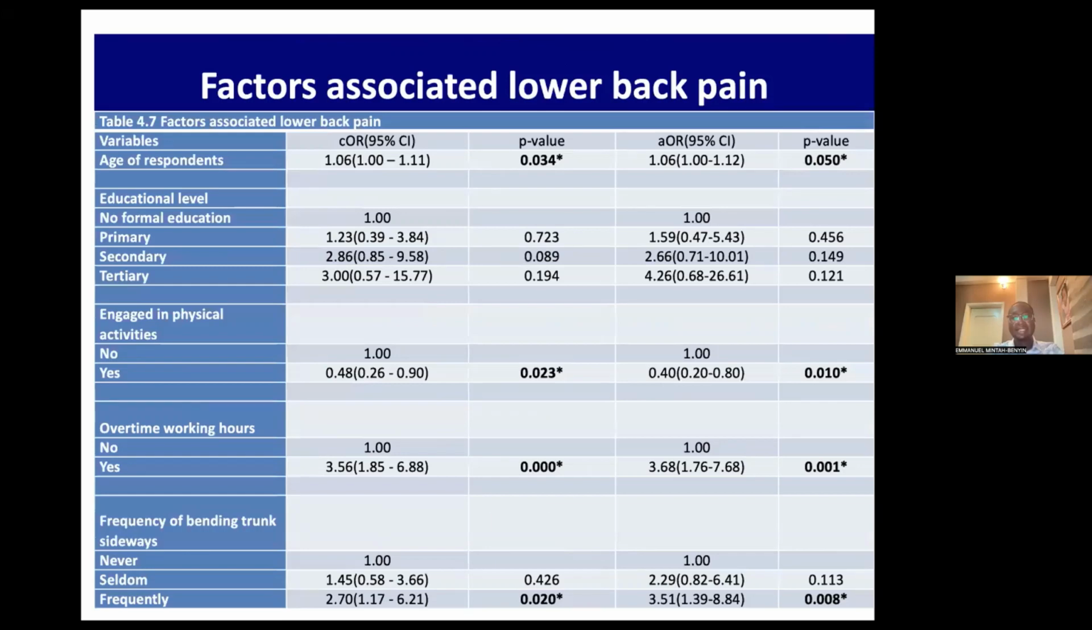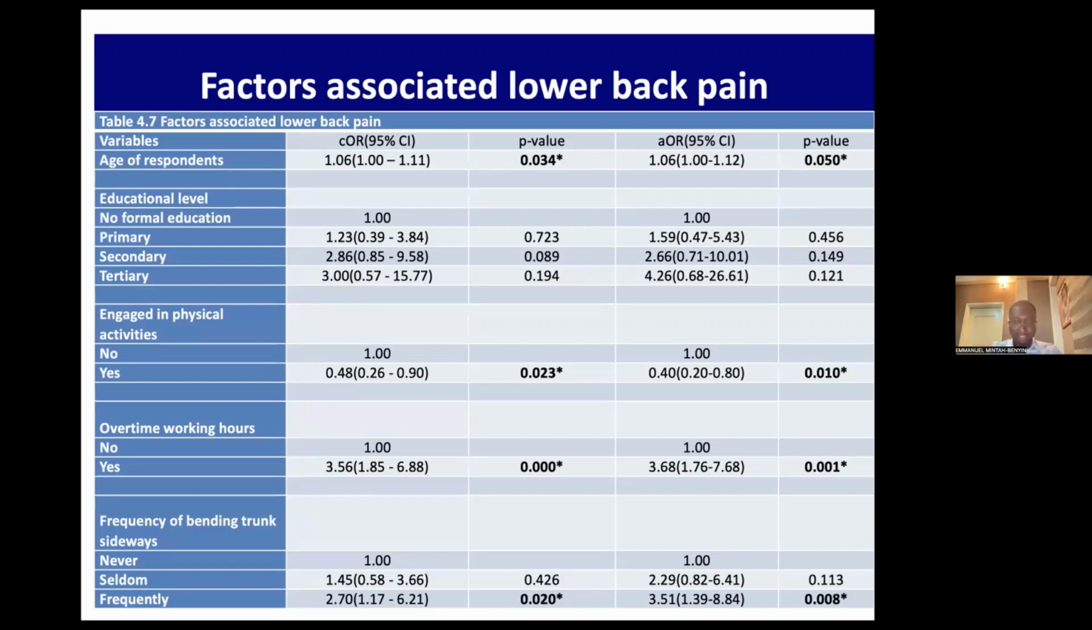So from the study, factors associated with low back pain were adjusted for using a simple logistic regression. Age significantly increased the odds of low back pain among heavy equipment operators, with a crude odds ratio of 1.06 and a p-value of 0.034 when all other factors were adjusted. And the adjusted odds ratio was 1.06 with a p-value of 0.050.